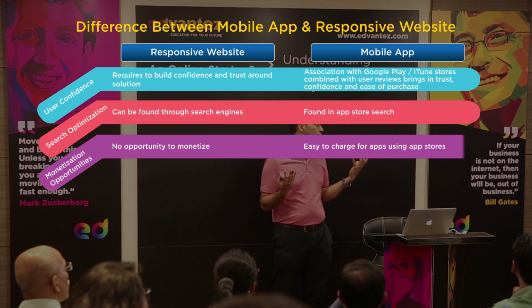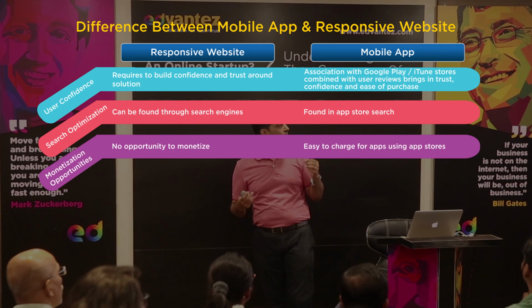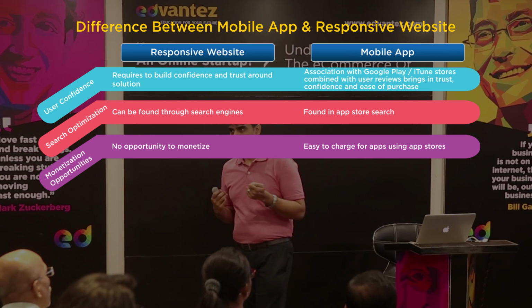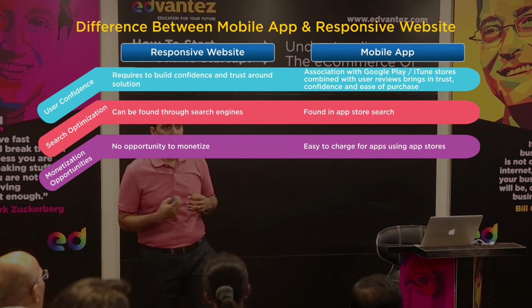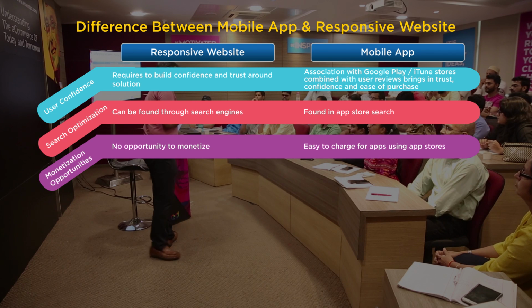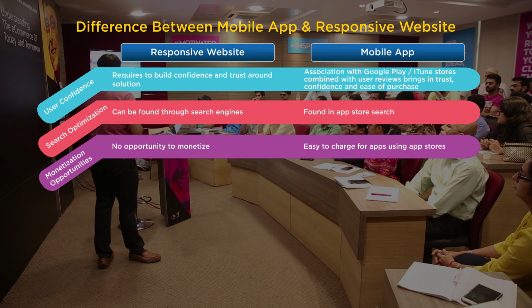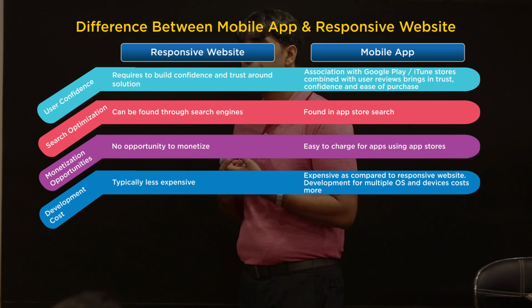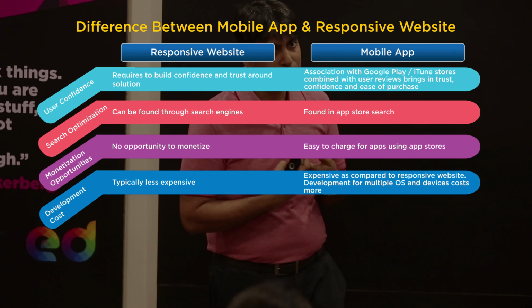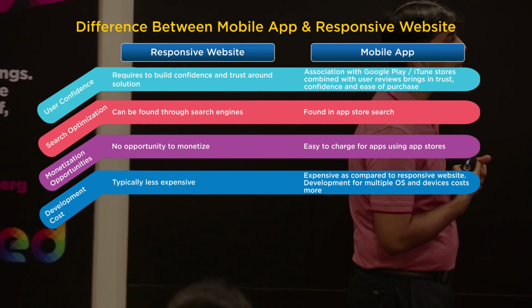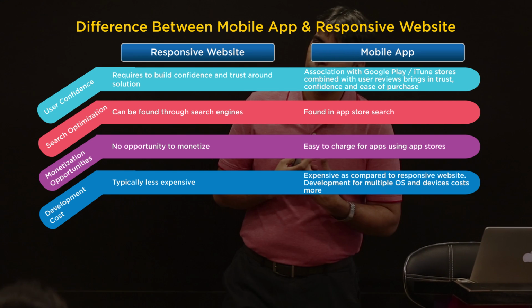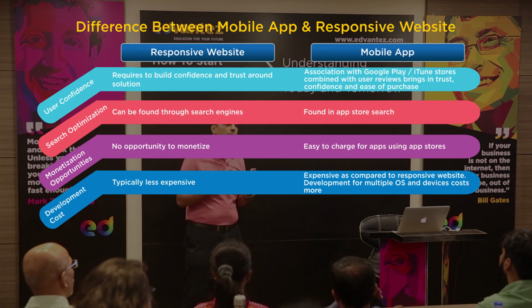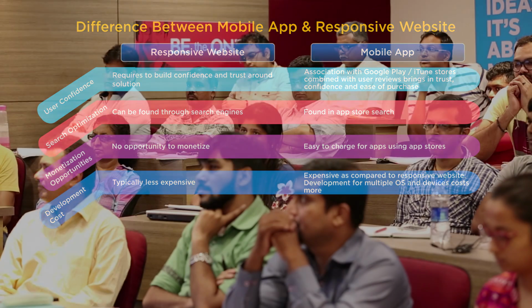Monetization opportunities. So you cannot monetize a website, but an app you can definitely monetize, because if it's an app that's interesting, let's say a gaming app, you can charge for it. So it gives you a better opportunity to monetize when it's an app. And lastly, development costs. Like I said, website usually less expensive, apps decently expensive. You're probably talking about a couple of lakhs per operating system for an app, at least, if not more. A basic app will cost you a couple of lakhs per operating system for a good developer.